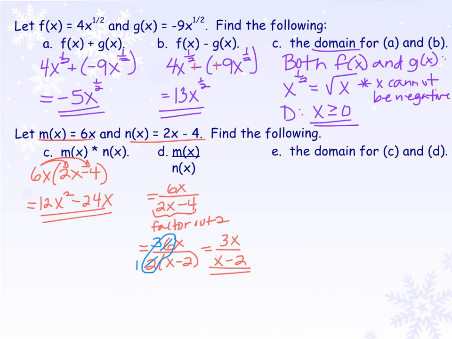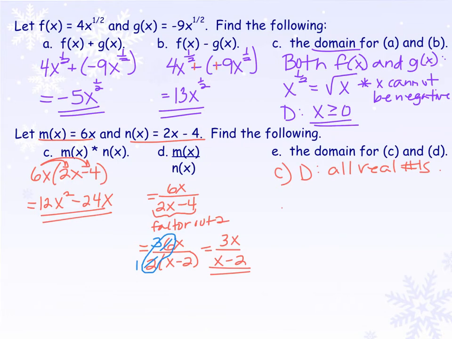So let's think about our domain for c and d. C and d are actually going to have different domains. For c, that would be the product. The domain is all real solutions or all real numbers. If you're trying to multiply two functions together, you can square anything and you can multiply anything by 24. Therefore, the product would be whatever you need it to be when you plug in a value for x.